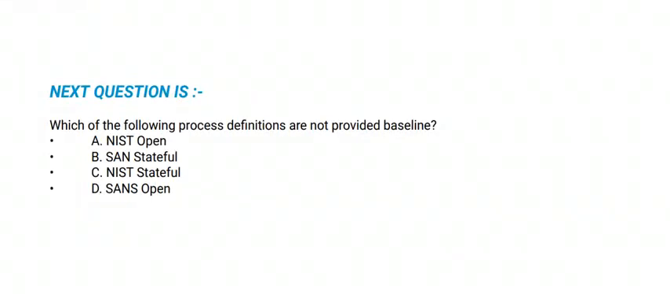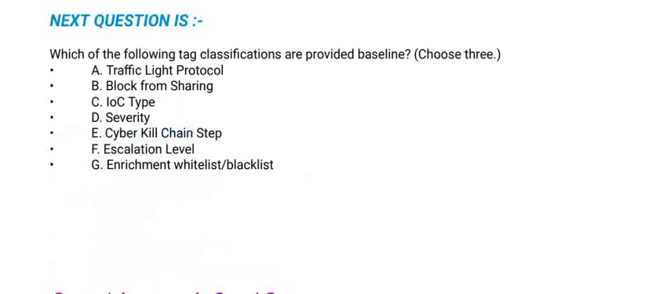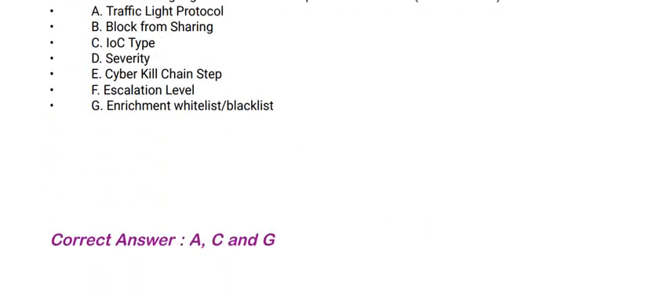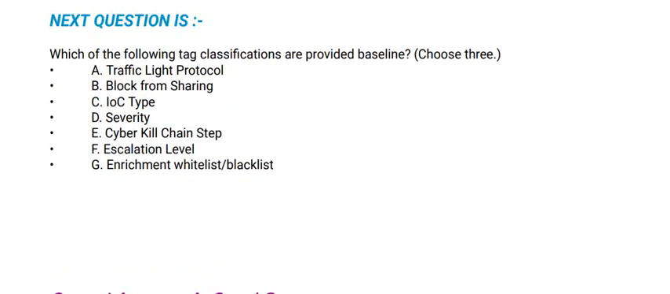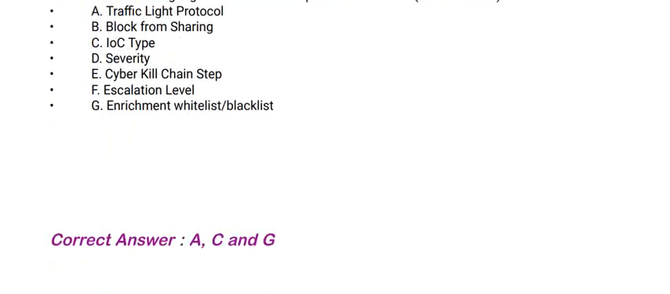Next question is, which of the following processes definitions are not provided baseline? Options are option A, NIST open, option B, SANS stateful, option C, NIST stateful, and option D, SANS open. The correct option is option A. Next question is, which of the following tag classifications are provided baselines? Choose three options. Please go through the options. The correct option is option A, C, and G.